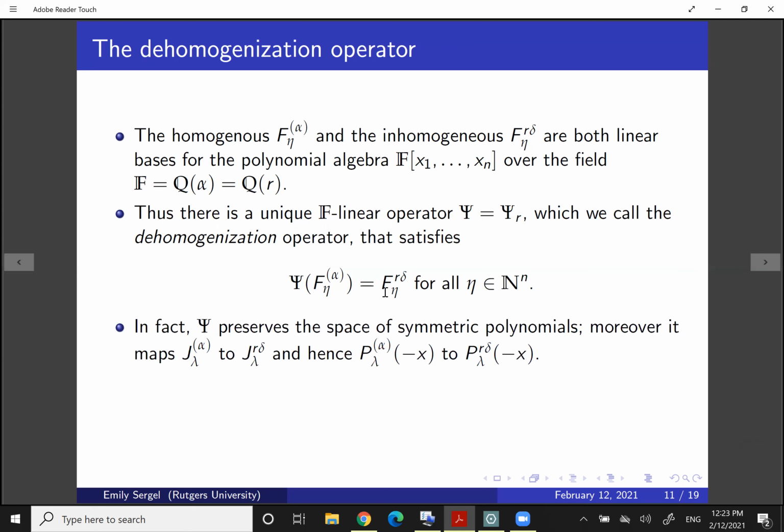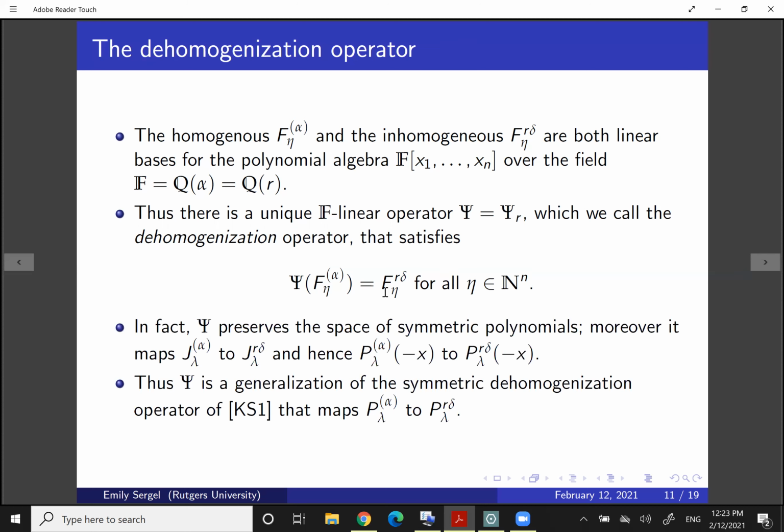And this operator has nice properties, like it preserves the space of symmetric polynomials. So it's going to map the symmetric versions to the symmetric versions, and even without the constants out front, when we look back at the original symmetric guys, the p's, that'll also map them to the corresponding homogeneous guy. So it's really dehomogenizing in a good, strong, nice sense. And this is a non-symmetric analog of an operator that Knop and Sahi already defined before. And this is going to be how we refine our result and get down to smaller pieces that we can then explain combinatorially.